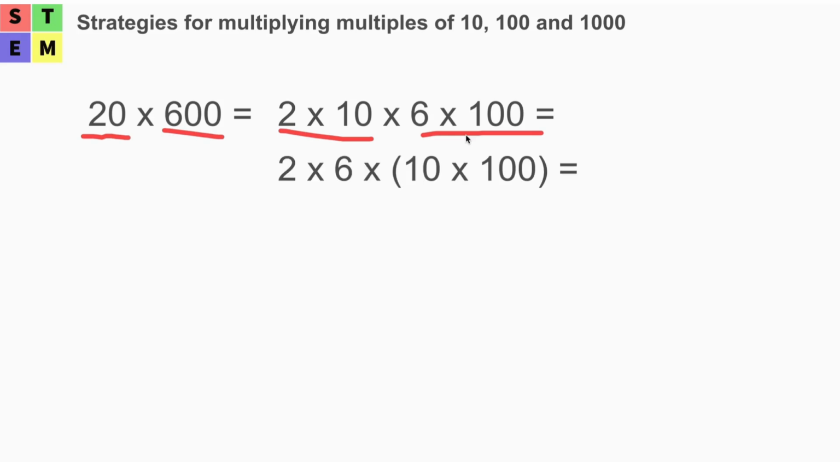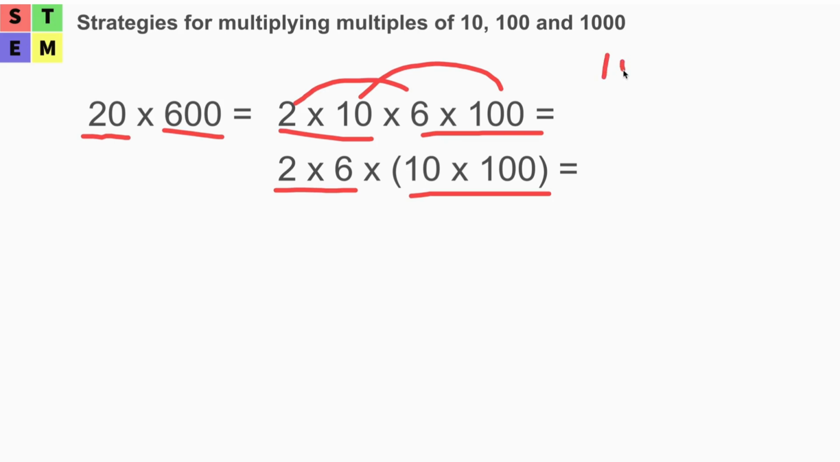So immediately we'll have 2 times 6 first, and then calculate 10 times 100, and then put those results together. At this step, we need to know something very basic.